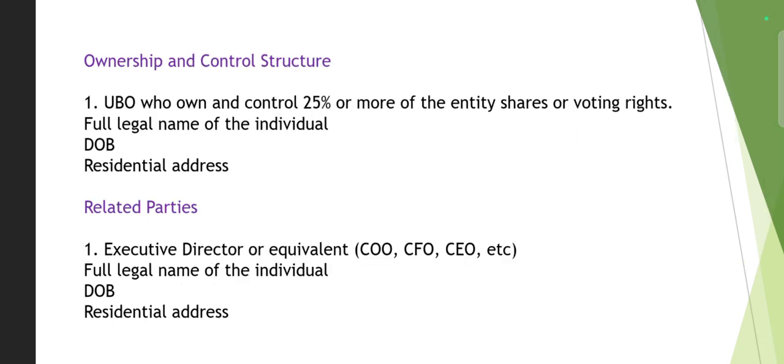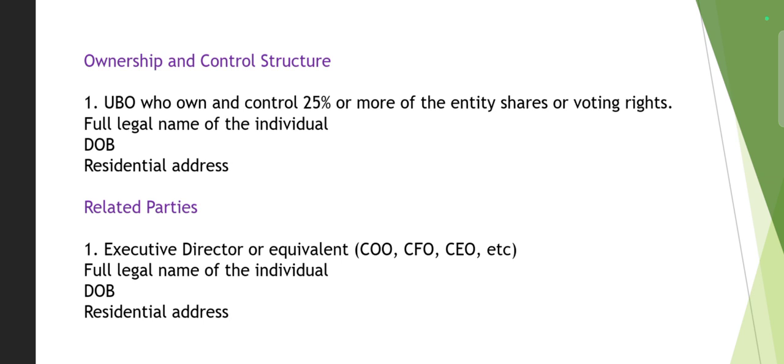Now, about ownership and control structure. For a financial institution, whenever we are doing KYC, we will identify who is the ultimate beneficial owner. Otherwise, if there is no ultimate beneficial owner, we will check who are the controlling persons, who are responsible for taking decisions for the bank or financial institution to run it in a good way on a daily basis. So we will capture those individuals' names.